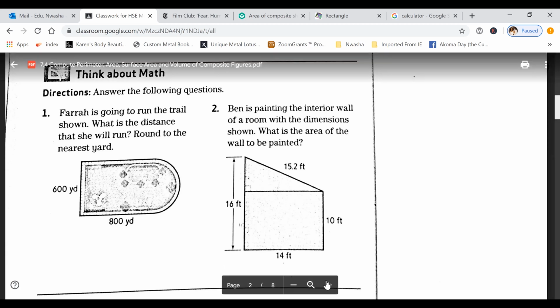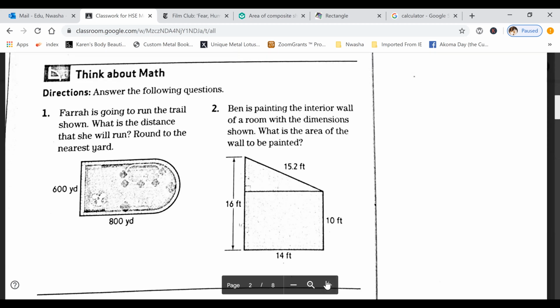So I'm going to put you in the breakout room one more time, and you can discuss how to get the area.